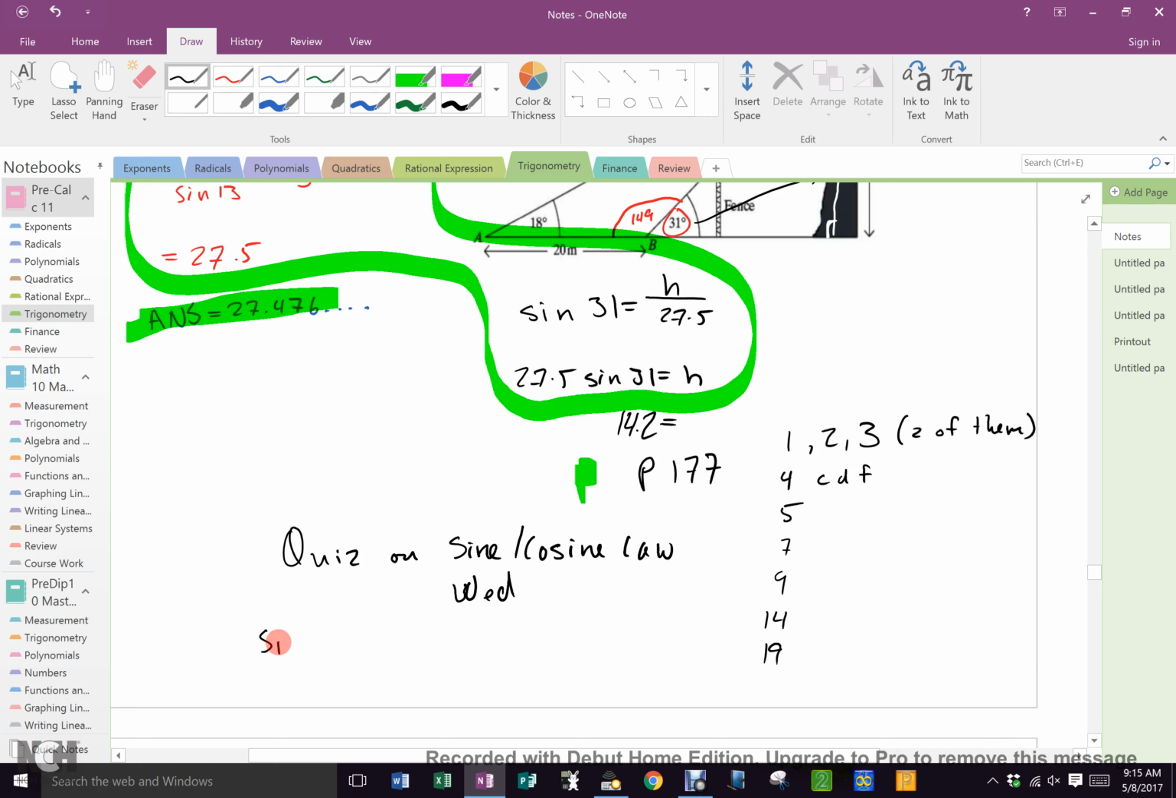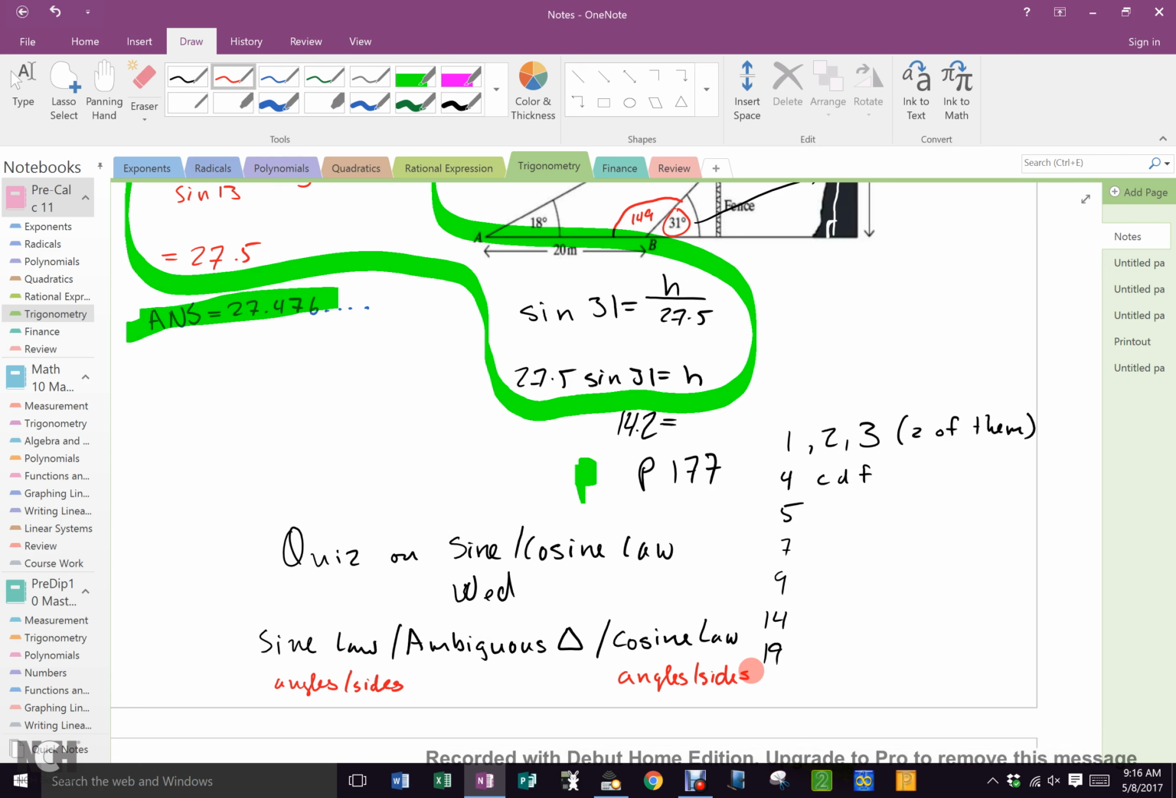It will have sine law, it will have ambiguous triangles, and it will have cosine law. And in both of these, sine law and cosine law, you will need to find angles and sides. You will not have to memorize the cosine law nor the sine law. They will be written on the board for you. But you need to know how to rearrange them and how to use them. Joel.